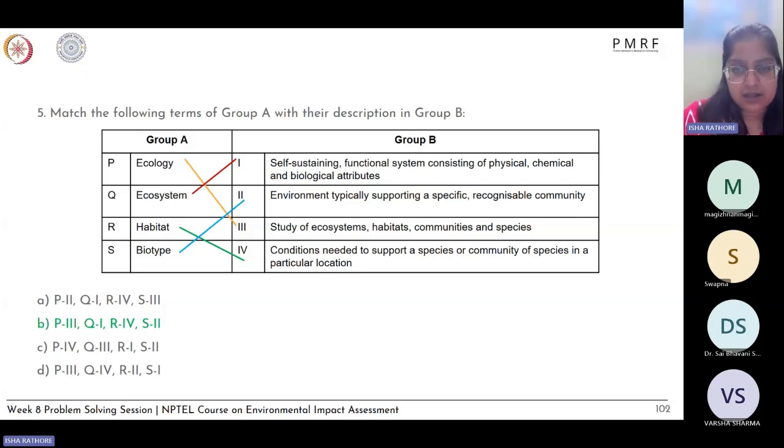The habitat is the conditions needed to support a species or community of species in a particular location. So R matches with 4. And biotype is the environment typically supporting a specific recognizable community. So S matches with 2. So the correct answer is B. That is, P matches with 3, Q matches with 1, R matches with 4, and S matches with 2. Okay, moving on to the next question.